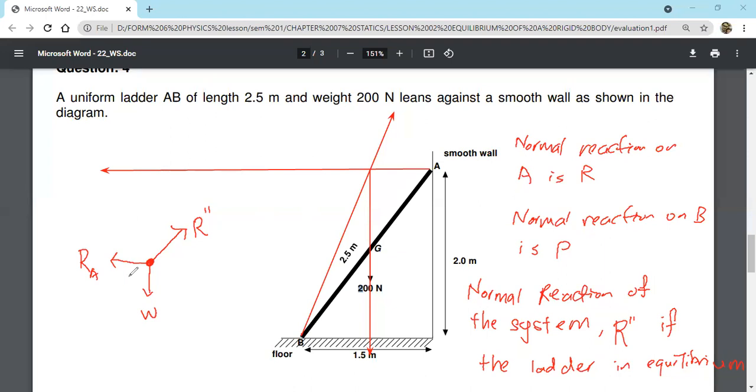So three forces will cause it to be in equilibrium. So how to get that R prime? This will be the R direction. This will be the R prime. So we need to find out until they meet at the point here. Three of the forces in one point. So this will be the normal reaction of the system. Okay. Now, get it?